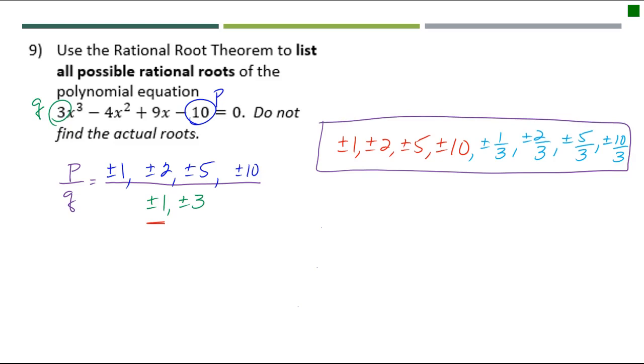But remember that if you do have duplicate answers, so if you have a fraction that reduces to something that's already on your list, you do not include it twice, you only write everything once.